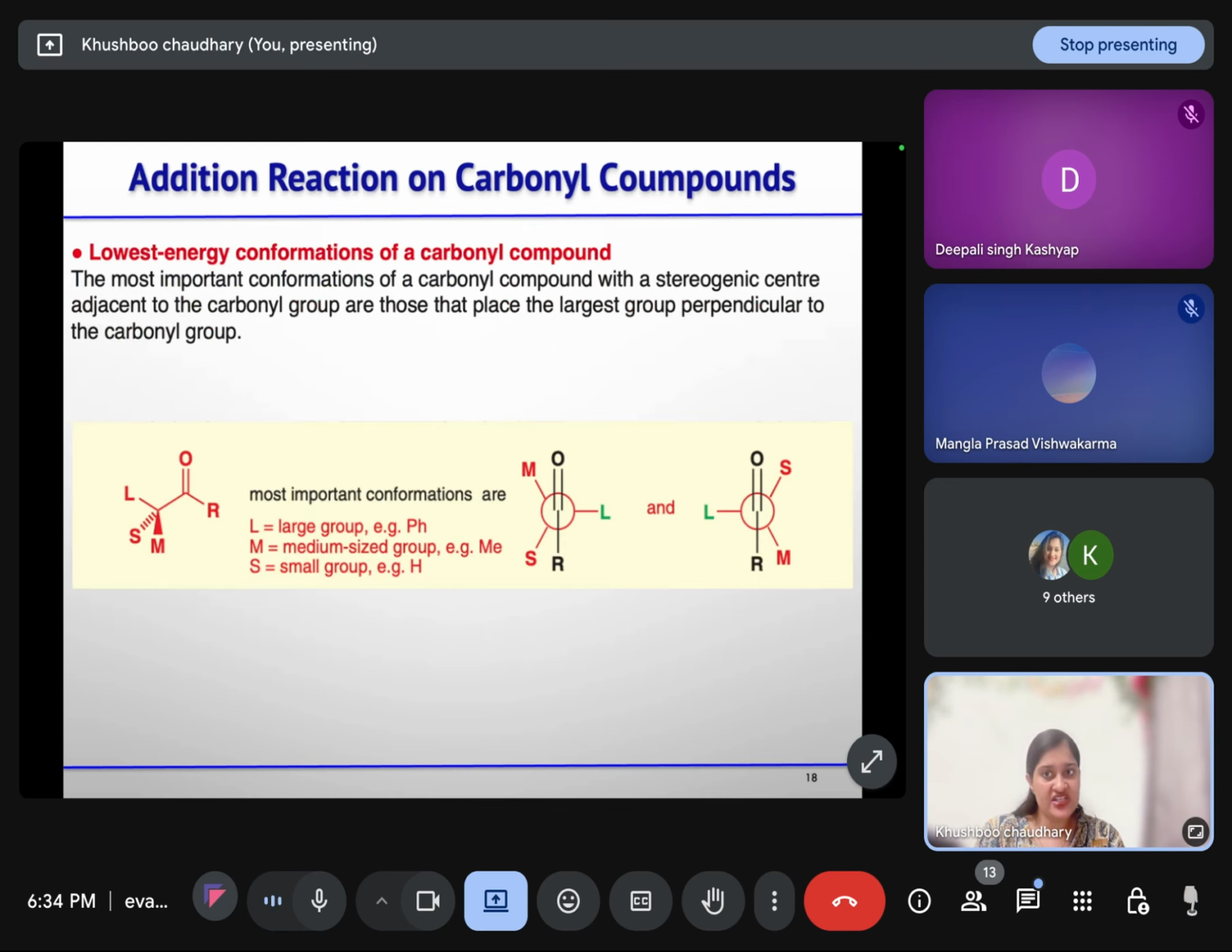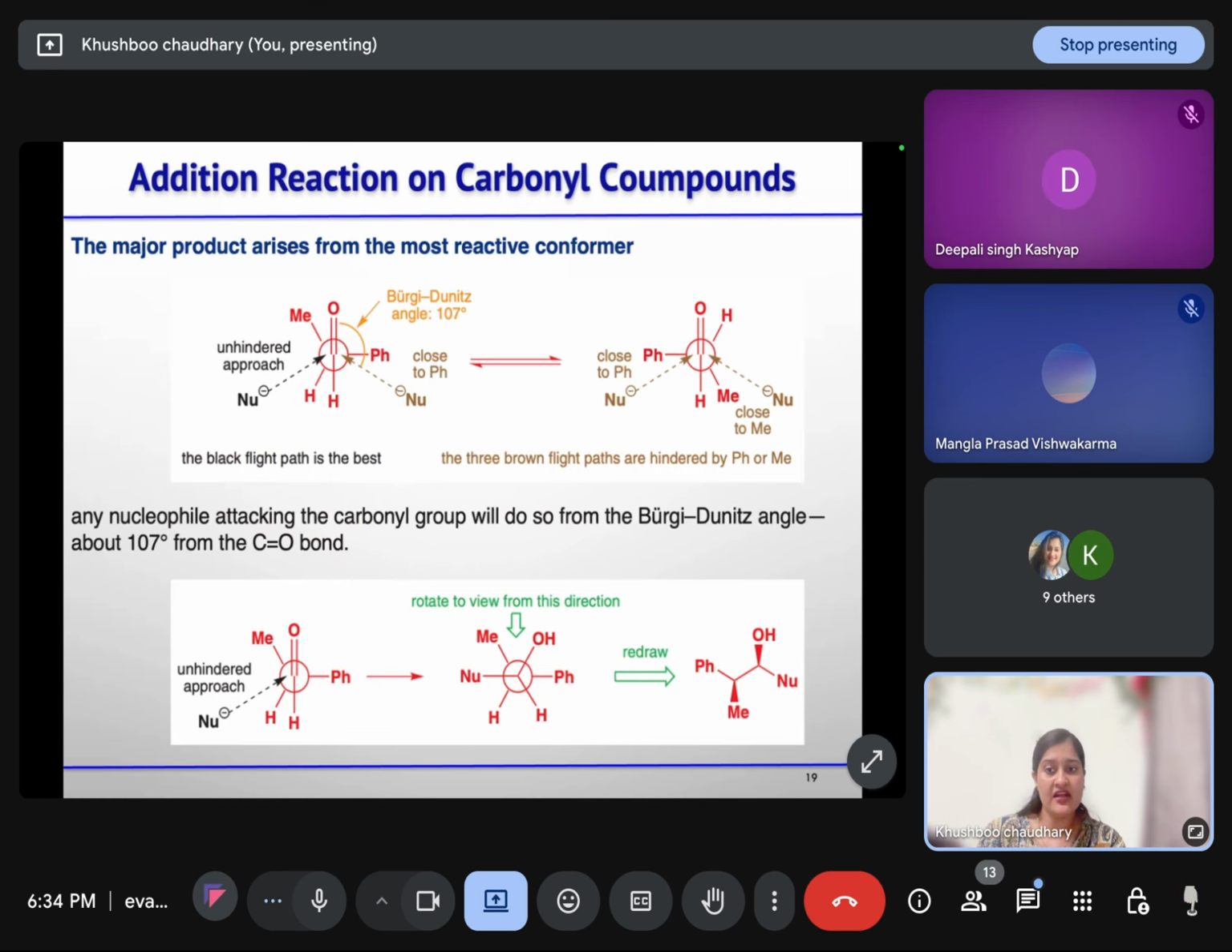So, the lowest energy conformation of a carbonyl compound is the one where your largest group is perpendicular to the carbonyl center. Largest group should be perpendicular to the carbonyl group. Is this clear? Yes, ma'am. Okay. Now, let us see what are the possibilities for the nucleophile to attack the carbonyl center.